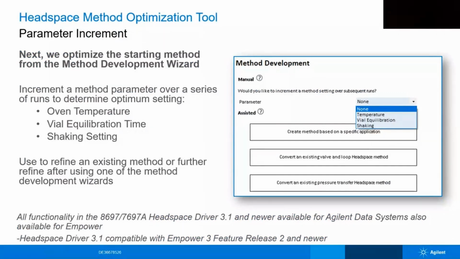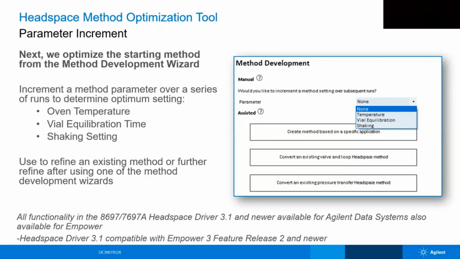So for the sake of example, we will take the parameters that were generated by the previous screen where we said we wanted to create a method based on solvents in water. And now we want to take those parameters and see if we can fine tune them to get our optimal response. So now we're going to move into the second tool that I mentioned. This is the method development optimization tool. So this is a little bit more manual, and it does require multiple runs, but I think the time is well invested in generating a more robust method.